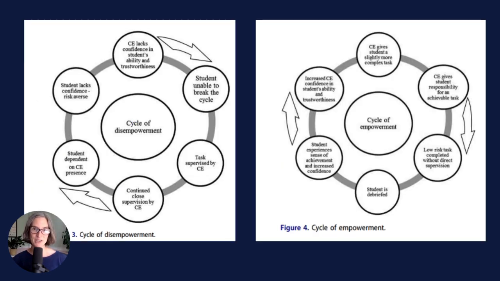If we look at these pictures here, you'll see there are cycles. This is a cycle of disempowerment. They had this theory which says that if a clinical educator lacks confidence in their students' ability and doesn't necessarily trust them, then it's really hard for the student to break that cycle, because a task will always be supervised by the clinical educator. And then they get that continued close supervision. So the student becomes really dependent on the clinical educator's presence. The student lacks confidence, they're a bit risk averse. And again, that cycle of disempowerment continues.